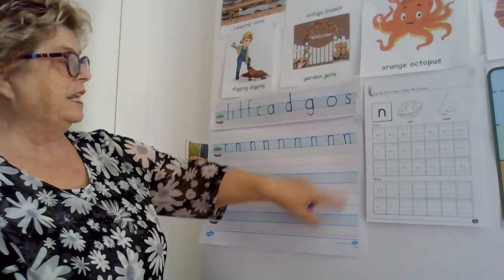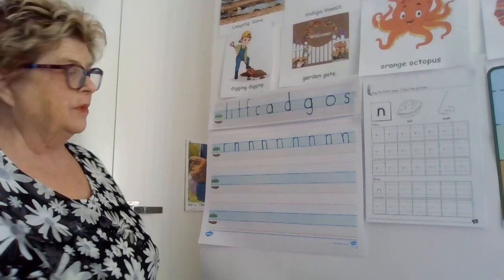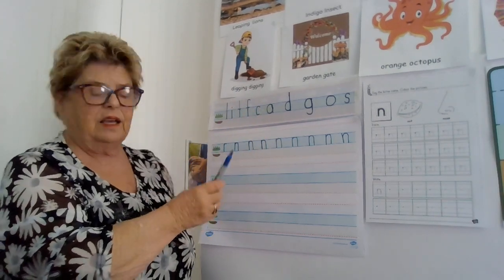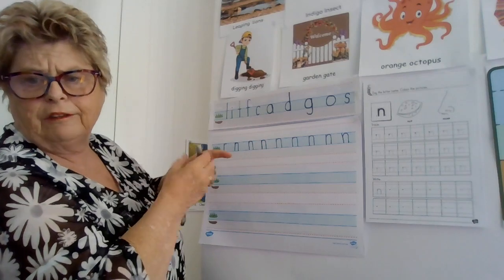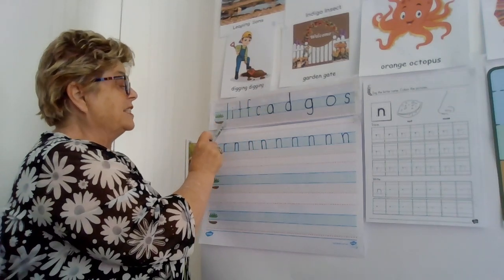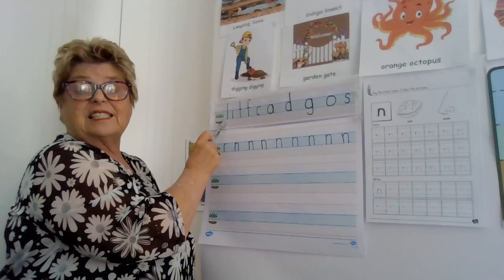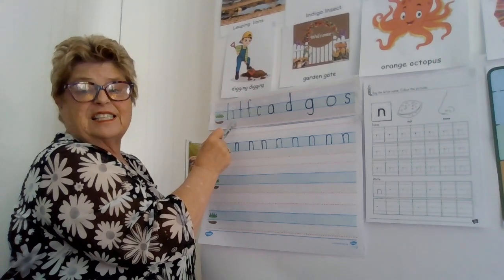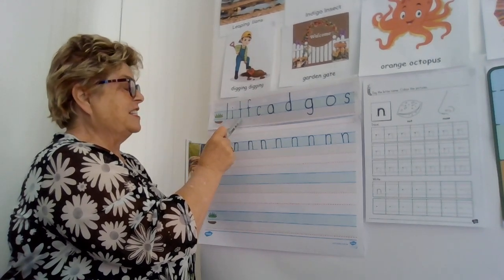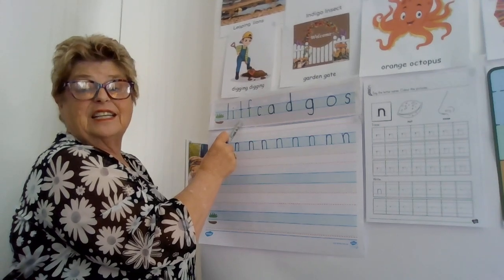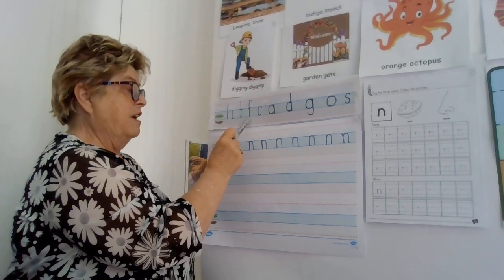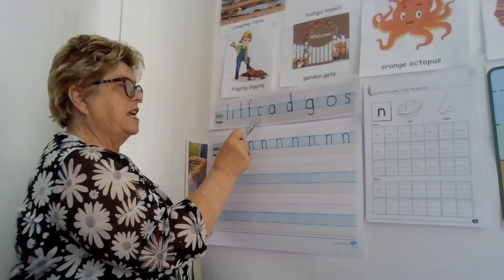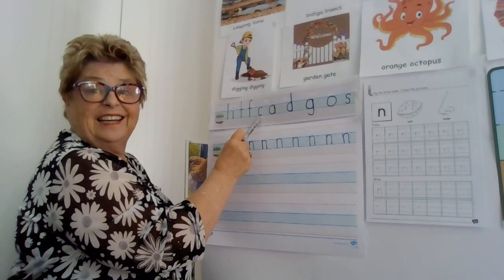So now let's have a look at all the letters we have done. Let's say the letter name and the sound it makes. I'll just put my lid on my pen first. Here we go. This is the letter L, and it makes the sound L. This is I, and it makes the sound I. This is T, and it makes the sound T. This is F, and it makes the sound F. This is C, and it makes the sound K.